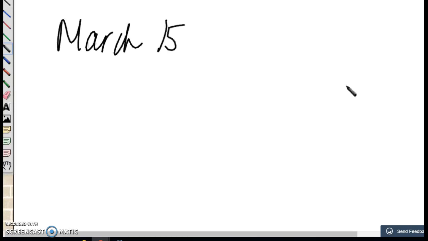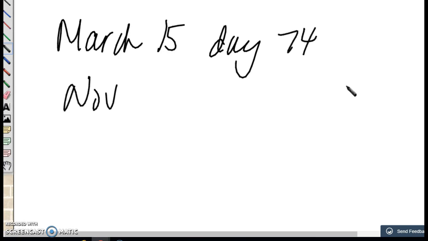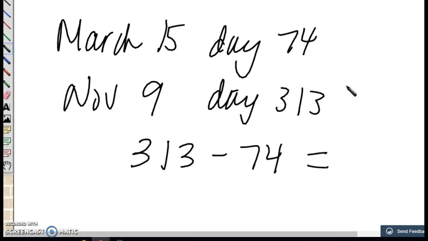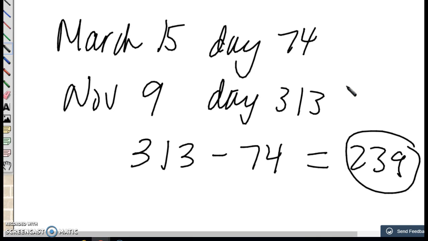So March 15th was day 74, and November 9th was day 313. Because from March to November is still within the same year, we would subtract to find how many days pass between them. And that would be 239 calendar days.